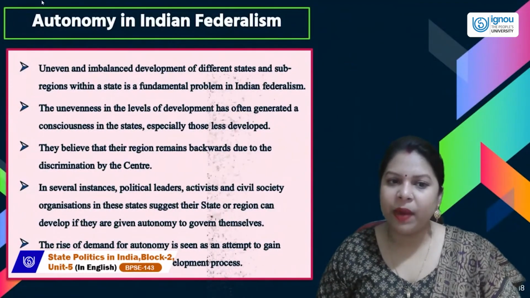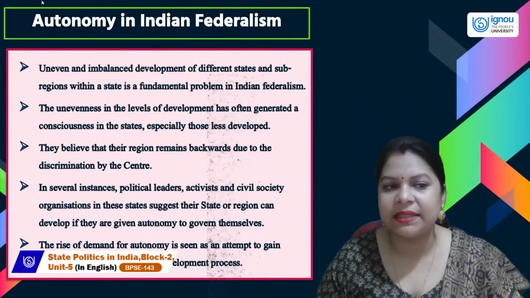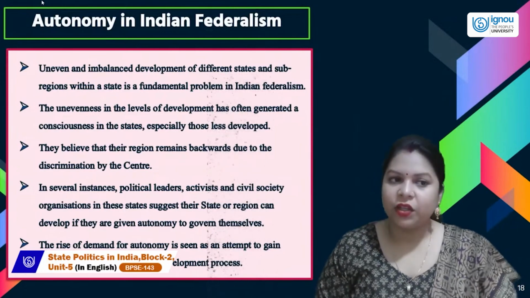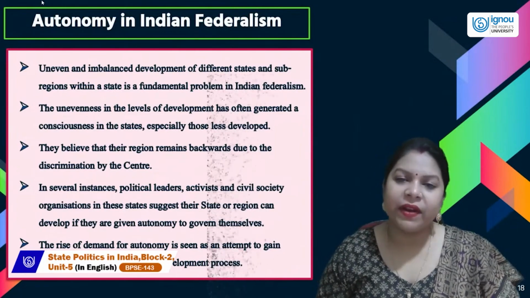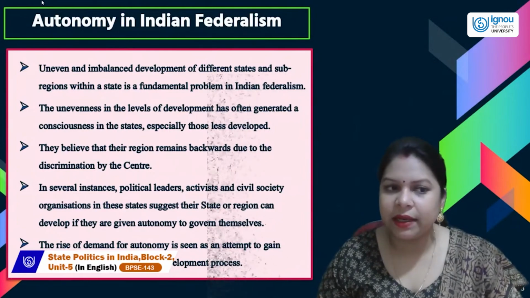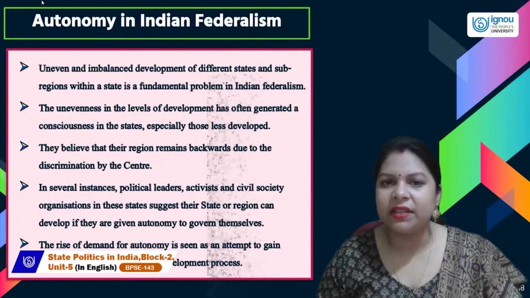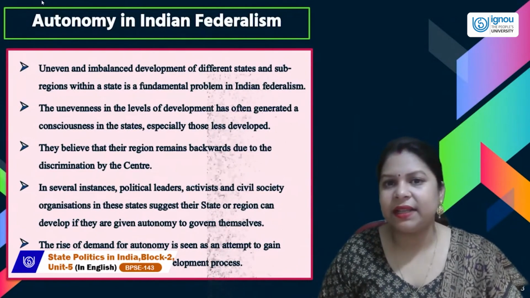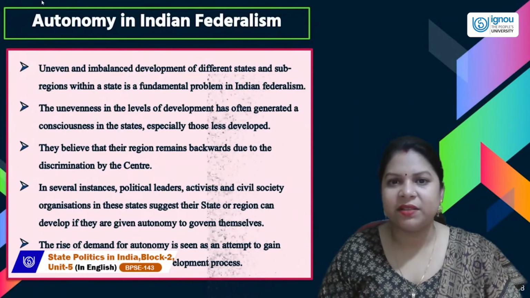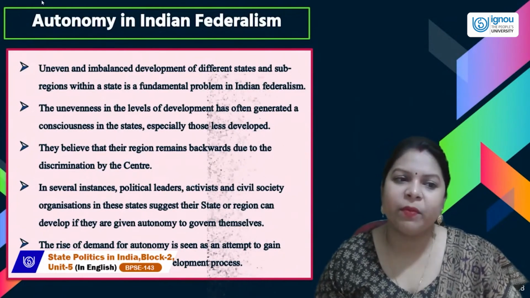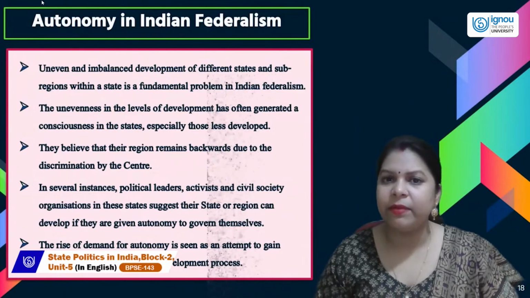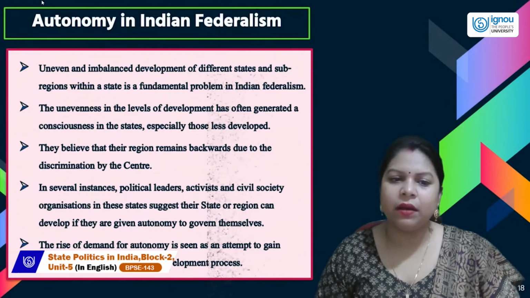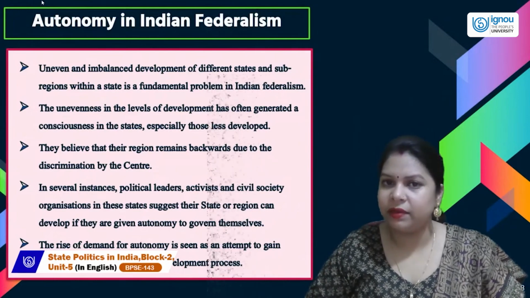Uneven and imbalanced development of different states and sub-regions within a state is a fundamental problem in Indian federalism. Though there is federalism, and a division of power between center and states, there are unevenness and imbalances of development that occur in different states. Not all states are developing equally. There is a disbalance, and much unevenness that occurs over time, and the states are not developing at the same level, which is a fundamental problem in Indian federalism.